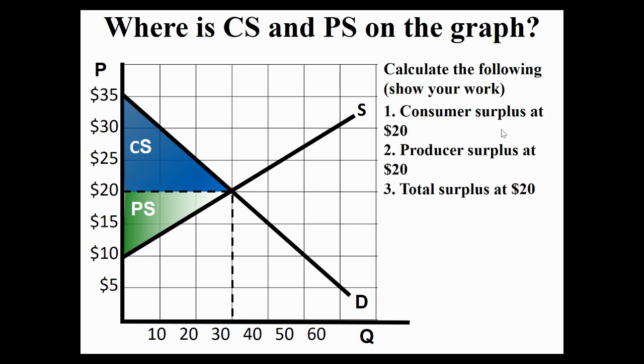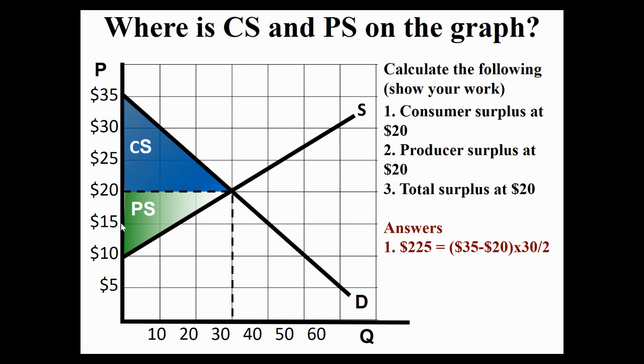So at $20, what is the consumer surplus? Well, we go down this curve right here and calculate the area of this triangle. So 35 minus 20 is 15. 15 times the base, which is 30, times 1/2 gives us 225.